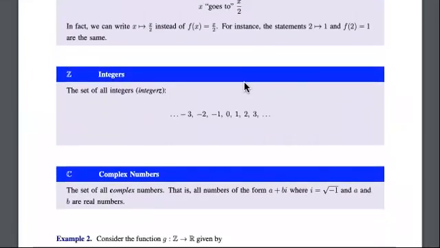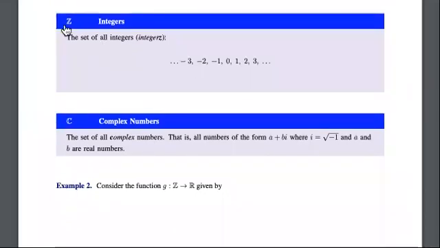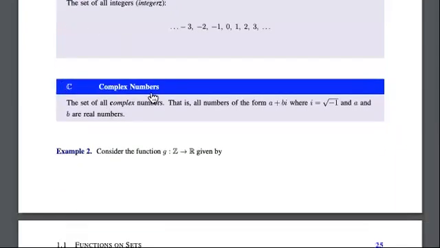Okay, let's take a look at some more definitions. Z is not just the counting numbers, but negatives and zero too, so all the integers. Z is a symbol for that set. C is a symbol for the complex numbers, a plus bi, where i is the square root of negative 1 and a and b are real numbers.